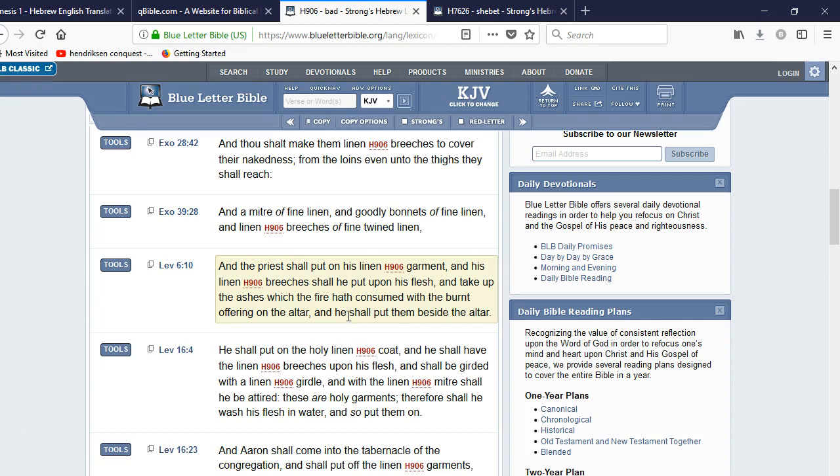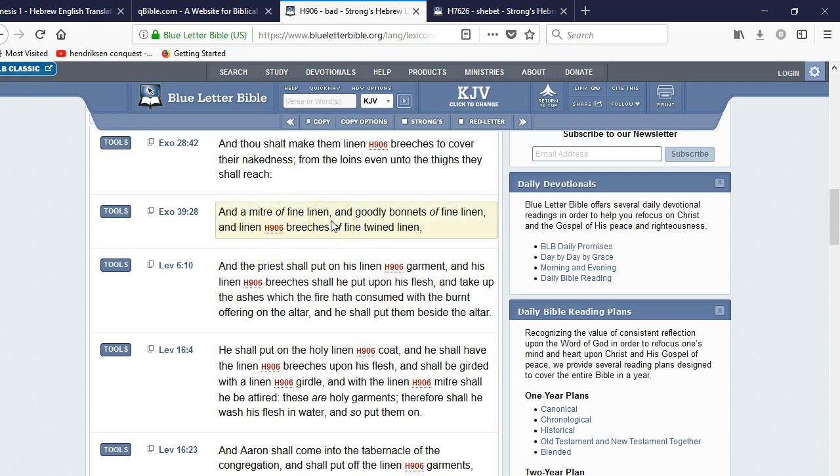Exodus 28:42, and you shall make them linen breeches to cover their nakedness. Exodus 39:28, a miter of, well, look, fine linen, but it's not listed there, so obviously that's another word that they just decided would be linen there. I can't stand the way these translators do things. And goodly bonnets of fine linen. There it is again, and it's not coated. All right, and then finally, and linen. And here we got linen right there.